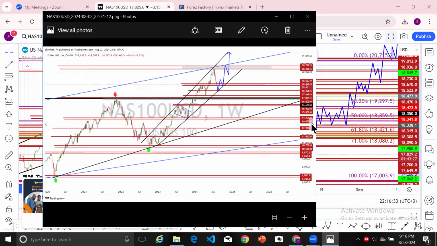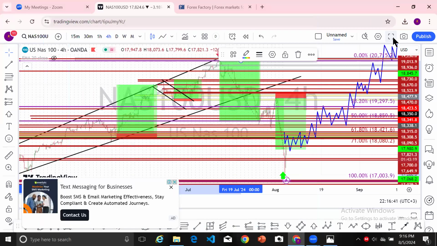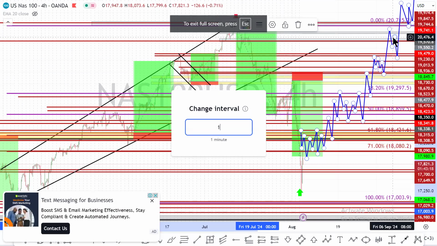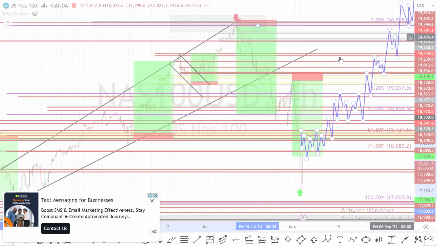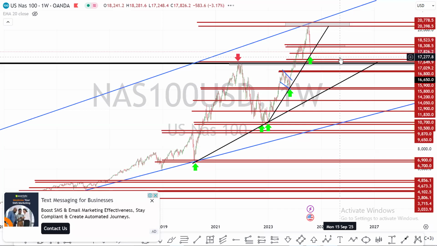You see, on a weekly perspective, this was what I was expecting. This was my analysis way before. And if we go weekly, it's exactly what happened. It got to that point. So I'm just expecting buys from now on.